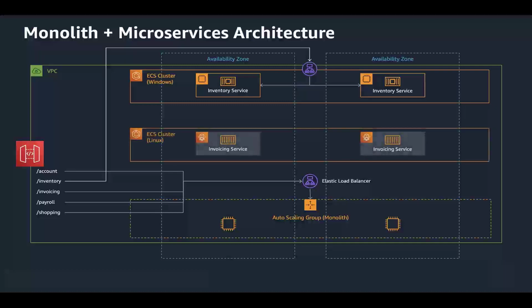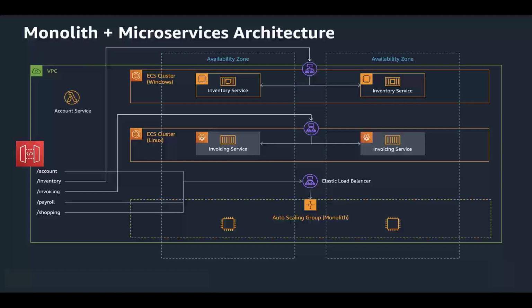Next, we'll add an ECS cluster for our Linux containers. In this case, it's the invoicing service, which is running in Fargate. Just as with the inventory service, we'll add a load balancer to distribute traffic among the containers. Then update the API gateway's invoicing route to point to the microservices instead of the monolith.